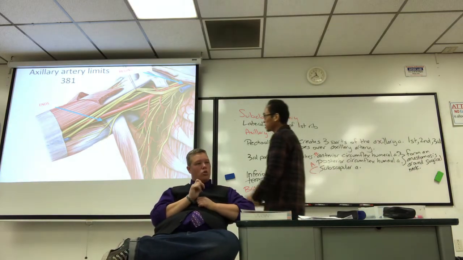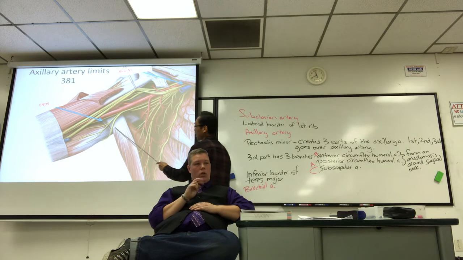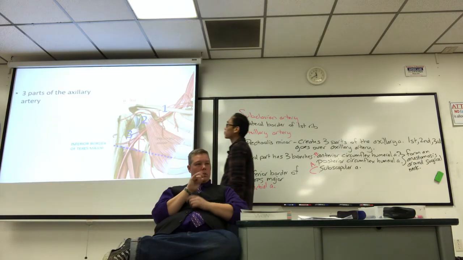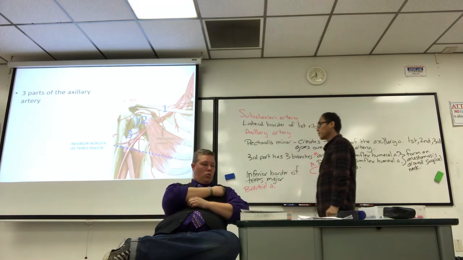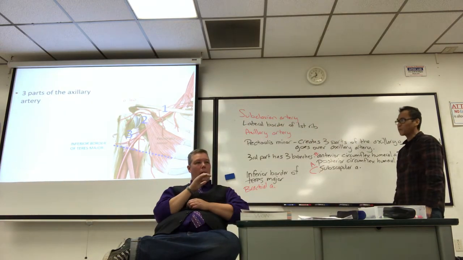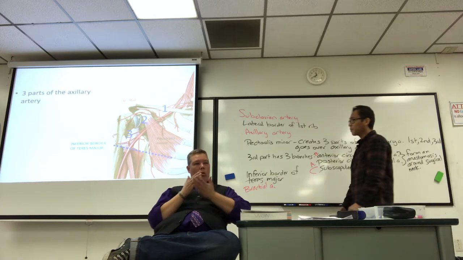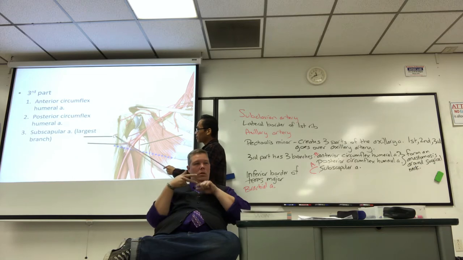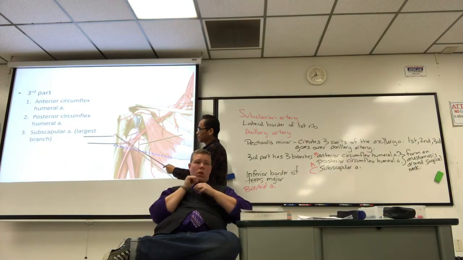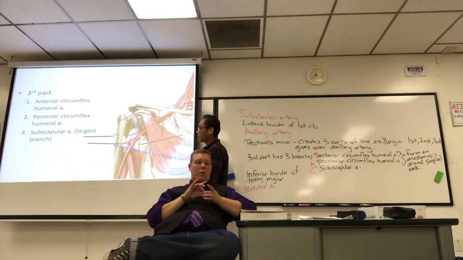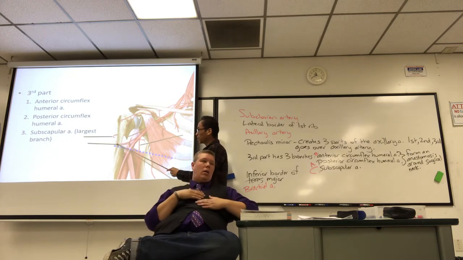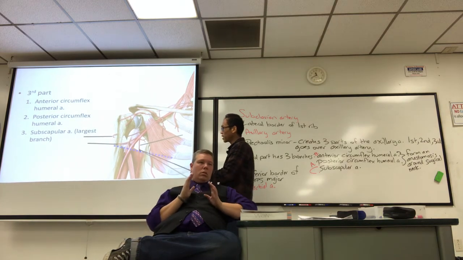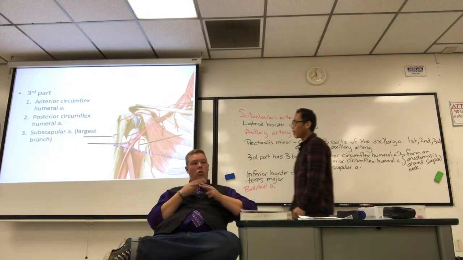Okay, so I just kind of point to those approximate locations on this slide. You can see where it ends. I mean, that is the teres major muscle, and it's inserting right there. So the artery is pretty much going from there to there. Here's the slide showing you that the pec minor creates three parts. And then the third part has these three branches. Now, I don't like how they draw it. They don't draw them connected, but they should be. Maybe in the cadaver he was drawing, they weren't connected. But there's posterior, anterior, circumflex, humeral. So the third branch is the subscapular artery.